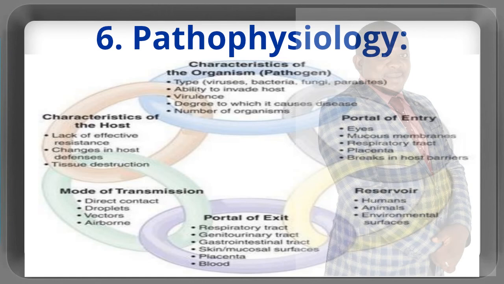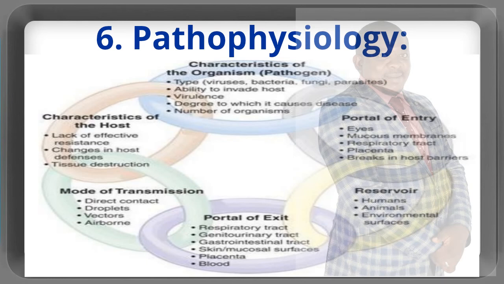Then the next part that you should follow is the characteristics of the host. So what may cause increased susceptibility within the host so that the disease can now show? It can be lack of effective resistance, changes in the host defenses, or tissue destruction. These are some of the things that you can look at when you are explaining the pathophysiology. So have the disease life cycle in mind so that you can lay out your points systematically.